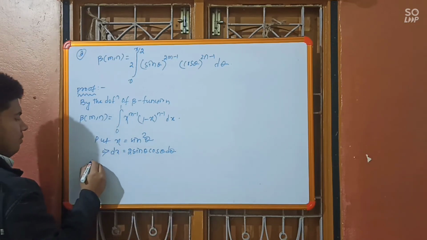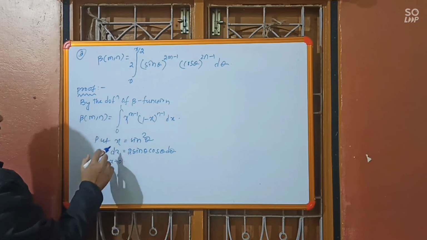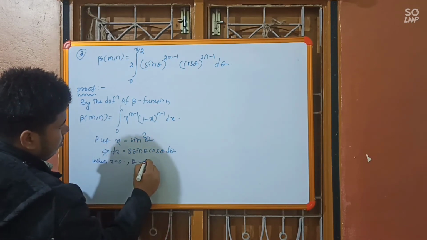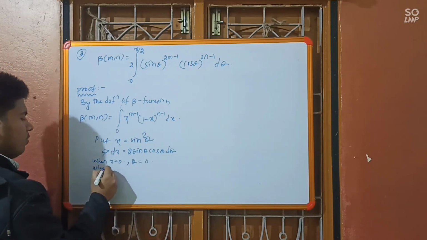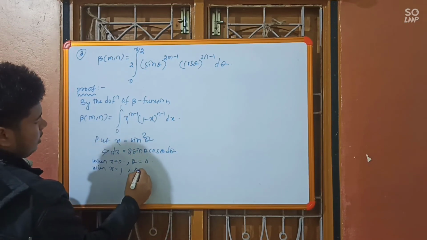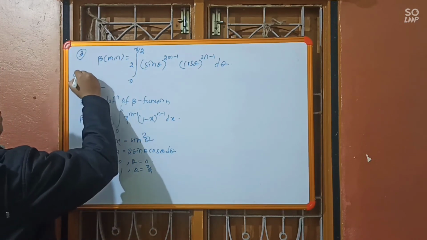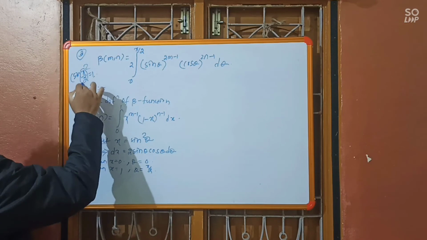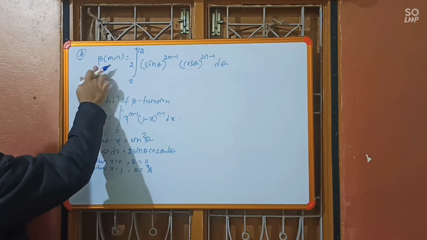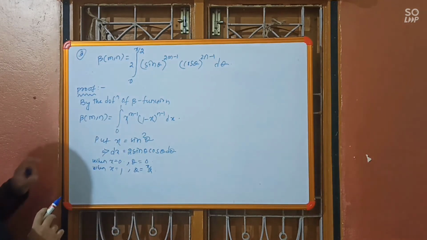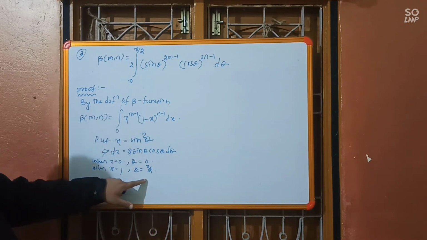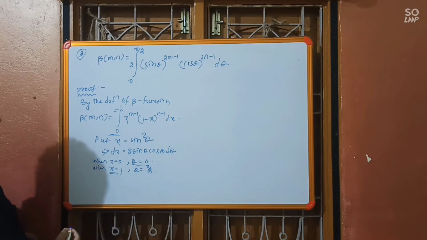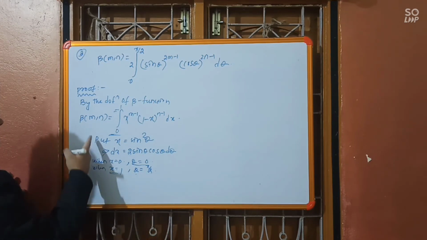Okay, so when x is equal to 0, theta is equal to 0. When x is equal to 1, theta is equal to pi by 2. See, sin pi by 2 is equal to 1, so sin square pi by 2 is also 1. So we can change the limit from 0 to 1 to 0 to pi by 2. So when x is equal to 0, theta is equal to 0, and when x is equal to 1, theta is equal to pi by 2. So see, put these values in this function.